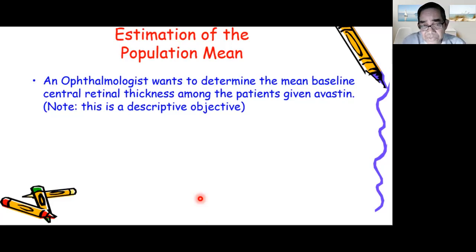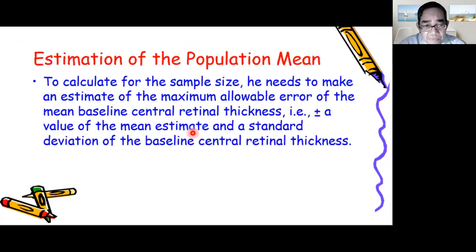Now, one of the problems they say of Avastin injection is that there will be thinning of the central retina, and that is the reason why this ophthalmologist wants to determine the mean baseline central retinal thickness prior to giving this Avastin. Now, as I said, that's a descriptive objective.